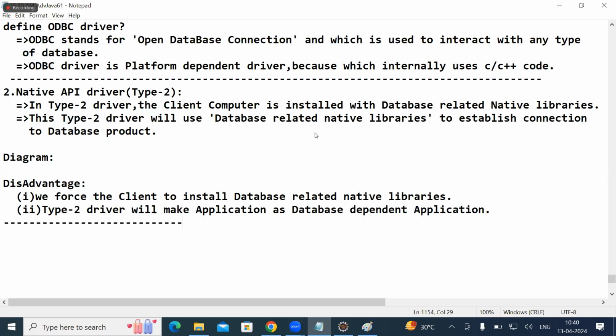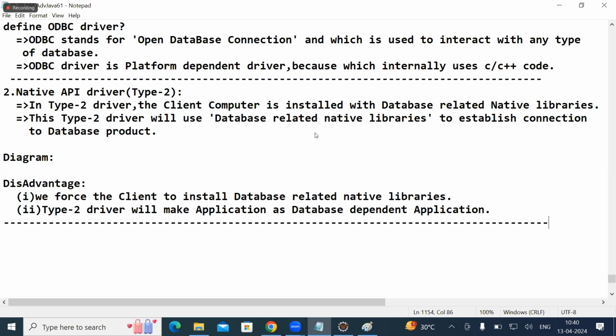All of you understood the Type 2 driver? Right. Type 1 is not available. Type 2 is not available according to the real-time market. But Type 2 support is there from JDK 1.8 onwards. It will support it, but the market is not using it. The reason is that it makes your application database dependent.